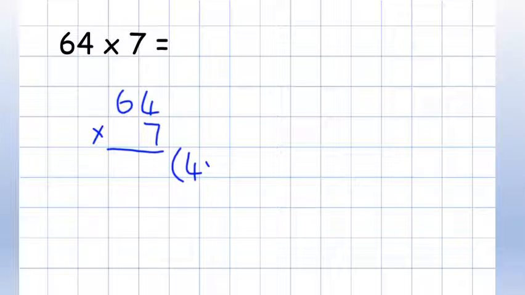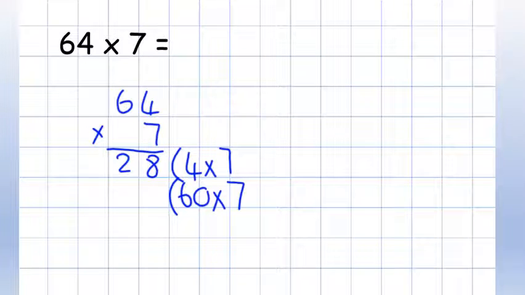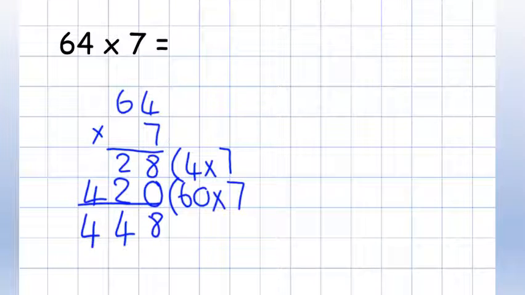We start with 4 times 7, which is 28. And then we have 60 times 7. We know that 6 times 7 is 42. So 60 times 7 must be 420. And then we add together in the usual way, giving us a product of 448.